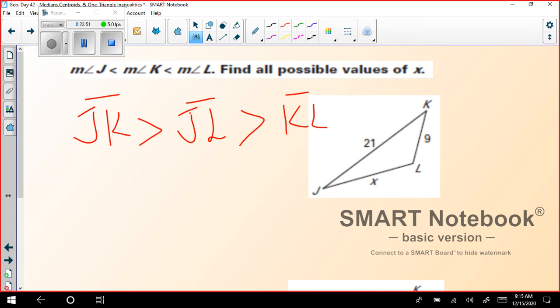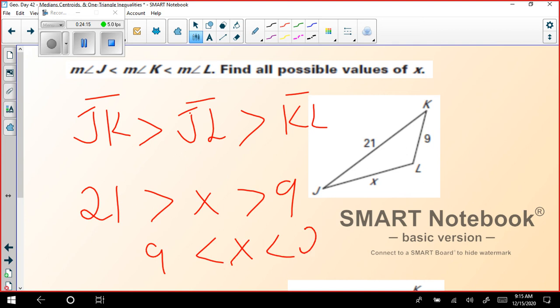So they have given us that JK is 21, JL is X, and KL is 9. Okay, these are the possible values of X. So X should lie between 9 and 21.